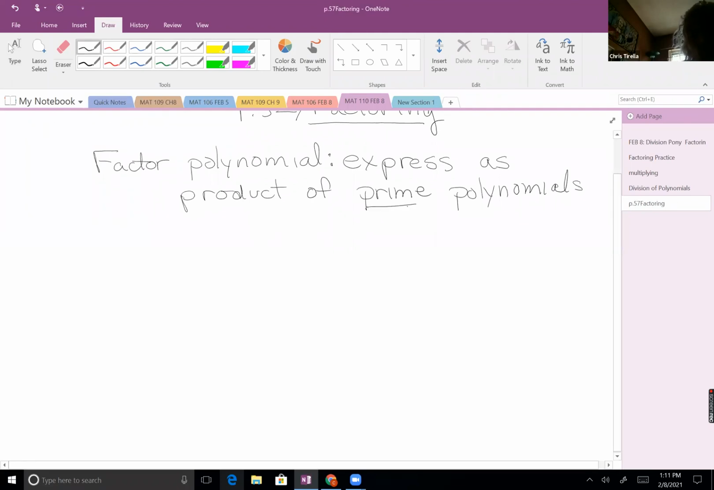Well, what does it mean for something to be prime? We say that a number is prime. We say we have a prime number if its only factors are 1 and itself.